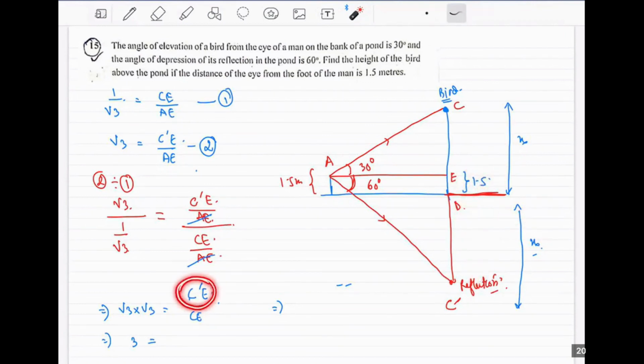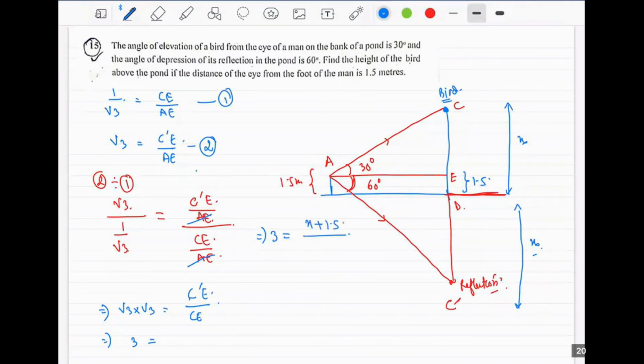So instead of C prime E, I can write, left hand side is root 3 into root 3, which is 3. Instead of C prime E, I can write X plus 1.5 by. What about CE? CE is this part right here. How much is CE? We don't know, but we can make it like this. From this whole portion, if you subtract the ED portion, then we are going to get this CE portion, isn't it? So CD is X. From X, we have to subtract this part, which is 1.5. So CE will be put as X minus 1.5.